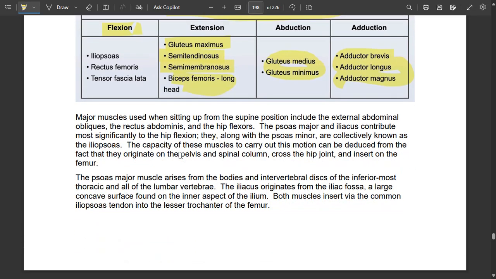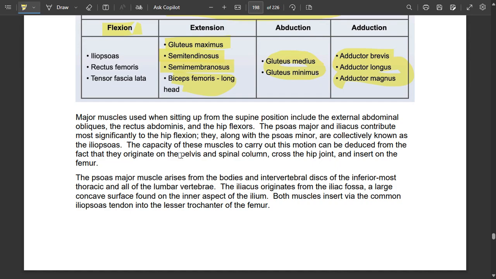Okay, major muscles when sitting up from the supine position include: after the supine position, while we start sitting up, there are the external abdominal obliques, the rectus abdominis, and hip flexors. So hip flexors are very important, and rectus abdominis is important, and external abdominal obliques are also important.